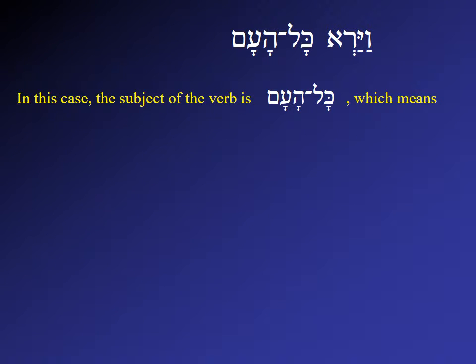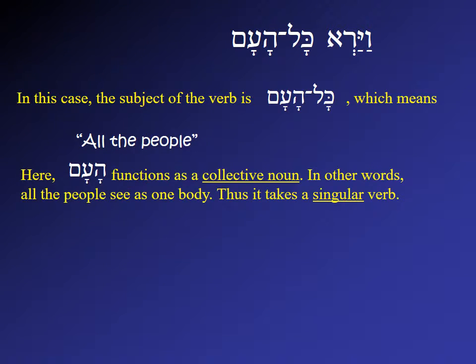Okay, if we look at the whole phrase, we have vayar kol ha'am. So in this case, the subject of the verb is kol ha'am, which means construct chain, all the people. Now, you will notice that kol ha'am is the subject of a singular verb, even though all the people sounds like it's talking about a lot of people. So this is what we call a collective noun. In other words, all of the people are being seen as one body. So it takes a singular verb.